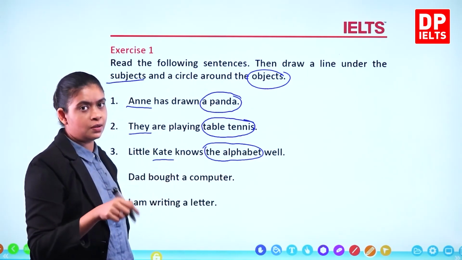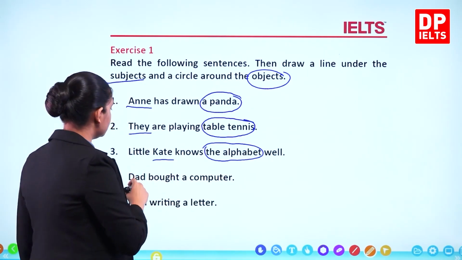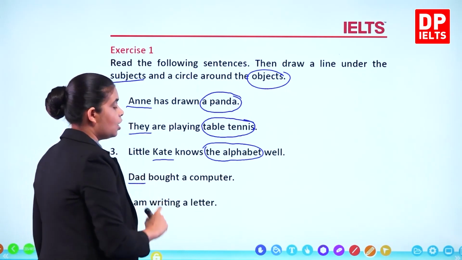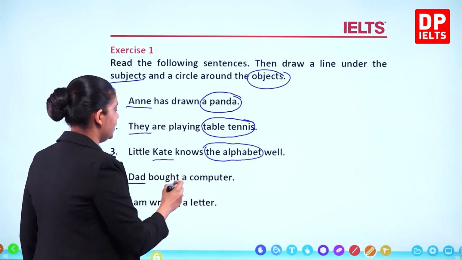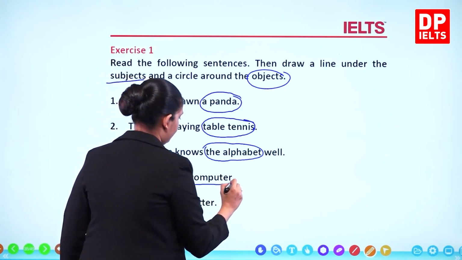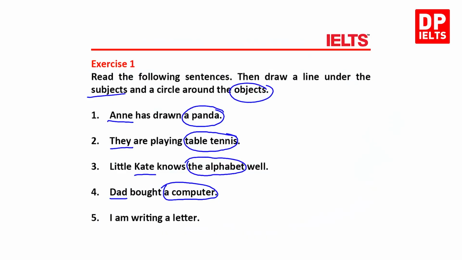Dad bought a computer. Who bought a computer? Dad. What did he buy? A computer. Little Kate knows the alphabet well. Little Kate, subject. என்ன தெரியும் little Kateக்கு? Alphabet, object. Dad bought a computer. Who bought? யாரு? Dad, subject. என்ன வாங்கினார்? Computer is object.